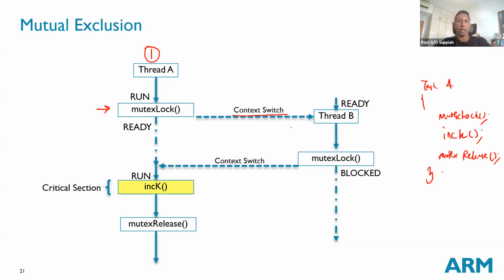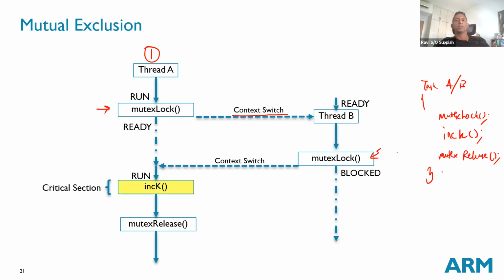As we saw, a context switch can happen just through round robin itself. If thread A and thread B are both at the same priority, then at any point of time after I lock the mutex, even before I have run increment K, I can have a context switch. Now, when I have a context switch to thread B and thread B runs, thread B also wants to do the same thing. Task A and task B have the same code. They both want to call increment K, and both must do a mutex lock before and mutex release after. So when task B tries to do a mutex lock, what happens?